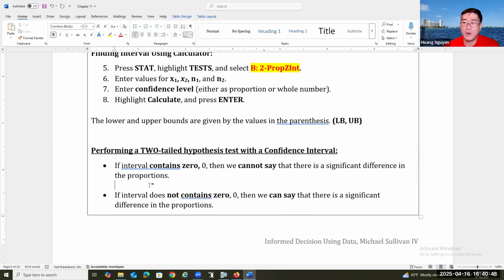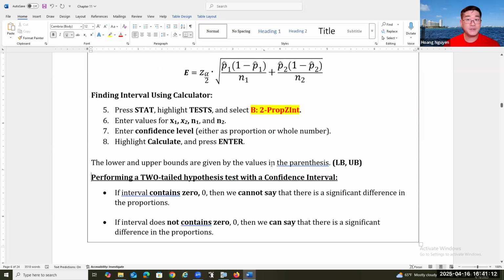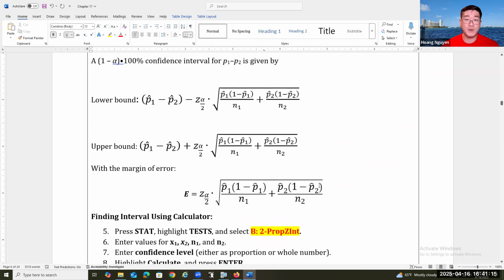So based on the answer for the confidence interval, you might get the same conclusion as the two-tailed hypothesis test. So compare the interval with zero. If the confidence interval contains 0, the null hypothesis is true, so you cannot say that there is a significant difference in the two population proportions. If the confidence interval does not contain 0, then you might say that there is a significant difference between the two population proportions. There you go. So these are the formulas and the shortcut that we use to do the calculation for this confidence interval to estimate the difference between the two population proportions using independent samples.